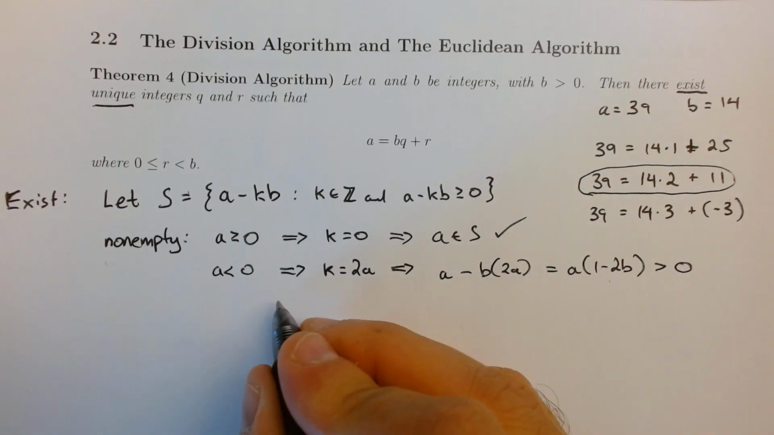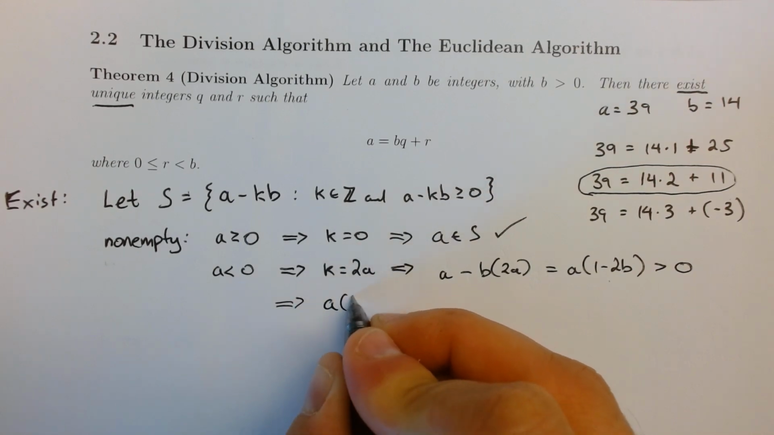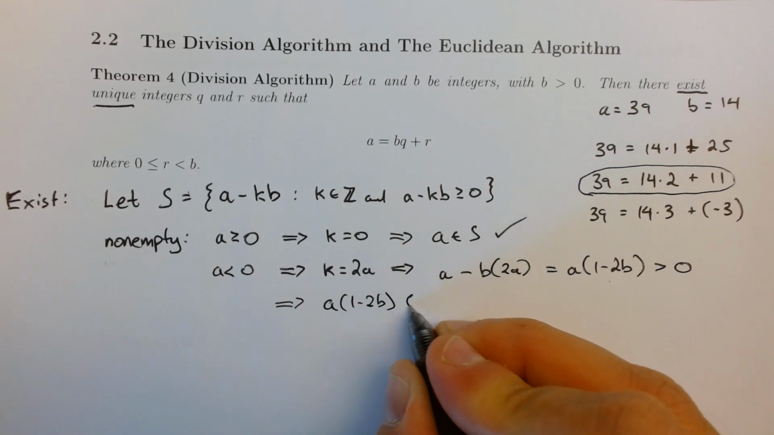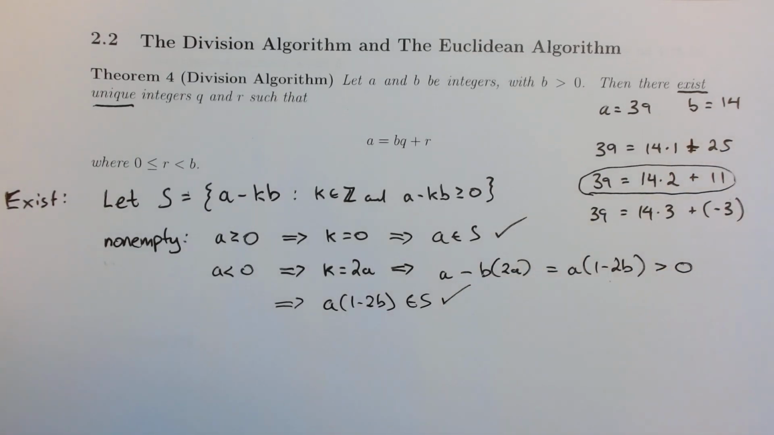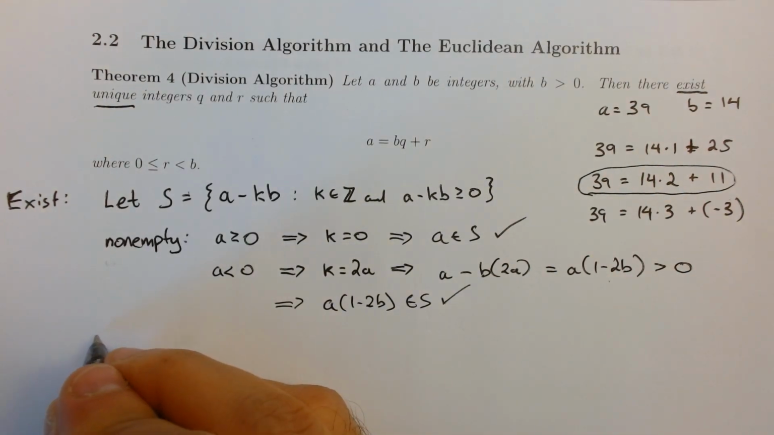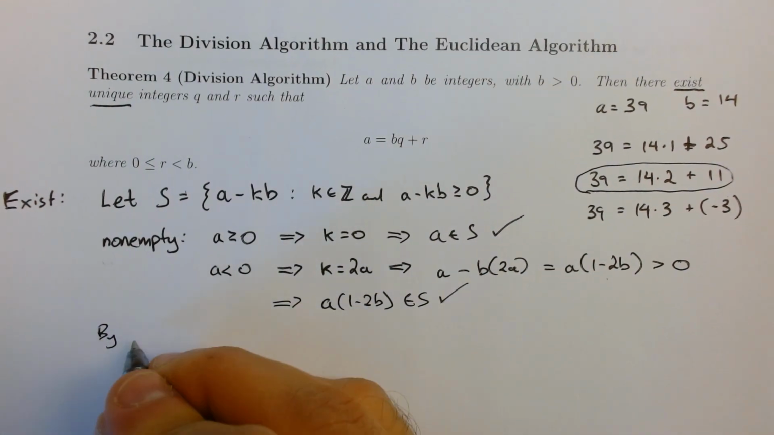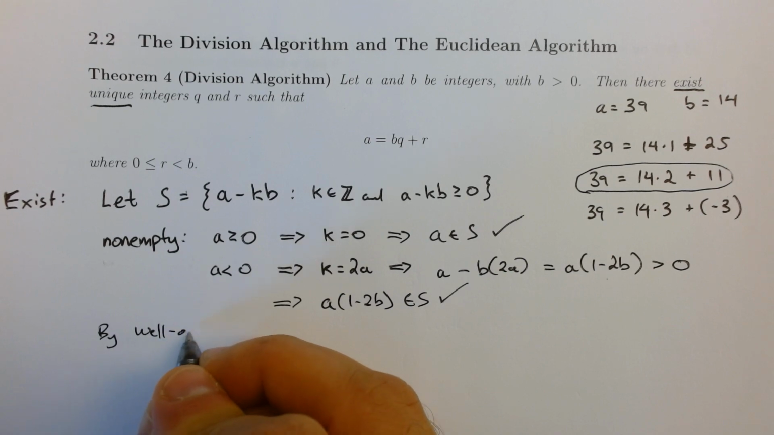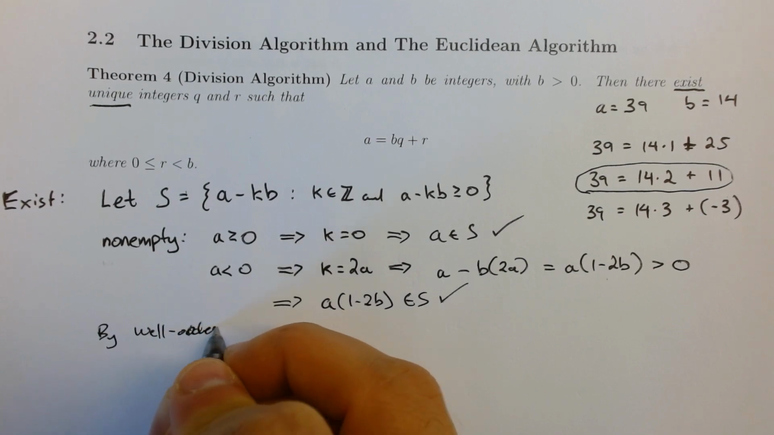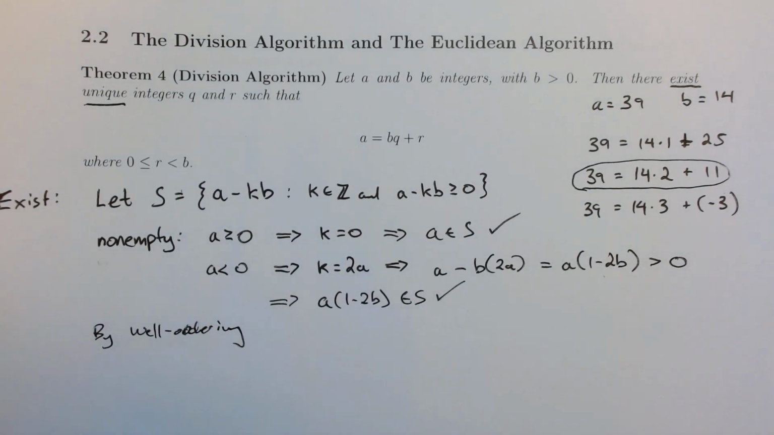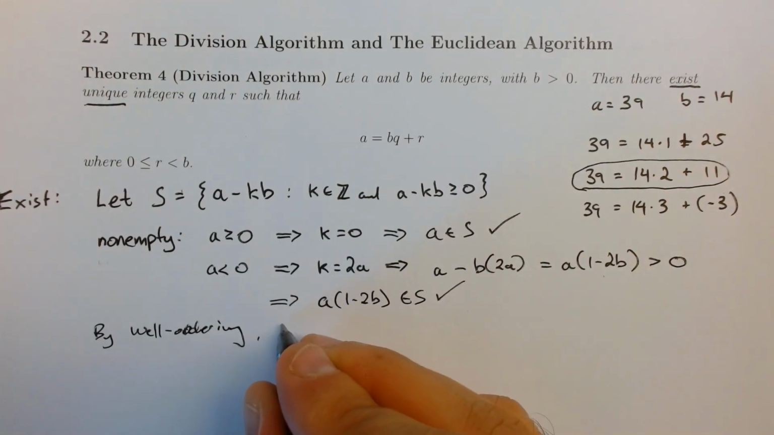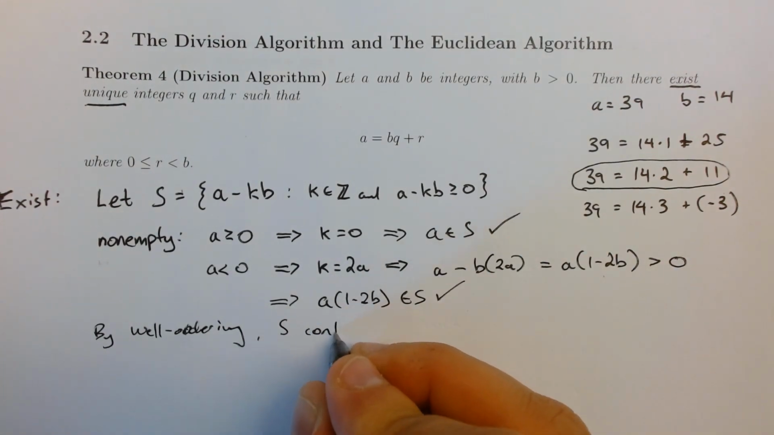This element here, a(1 minus 2b), would be in S. So in either case, we get a non-empty set. So now we can use the principle of well ordering. By well ordering, S must have a minimal element. S contains a minimal element.